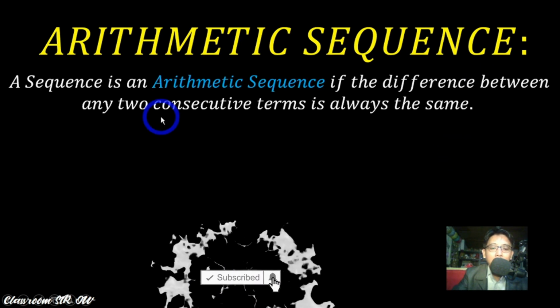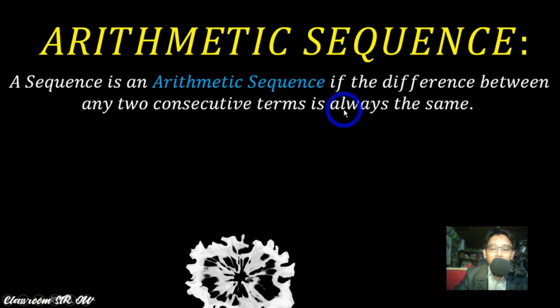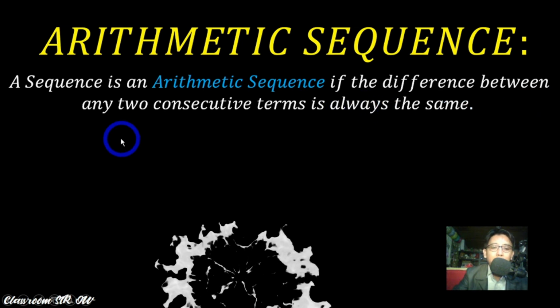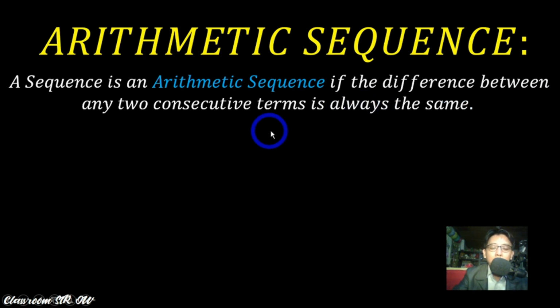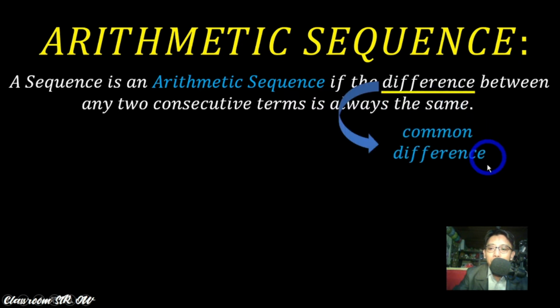A sequence is an arithmetic sequence if the difference between any two consecutive terms is always the same. When we say consecutive, in Filipino, that is sunod-sunod. And this difference that we are referring to is what we call the common difference.